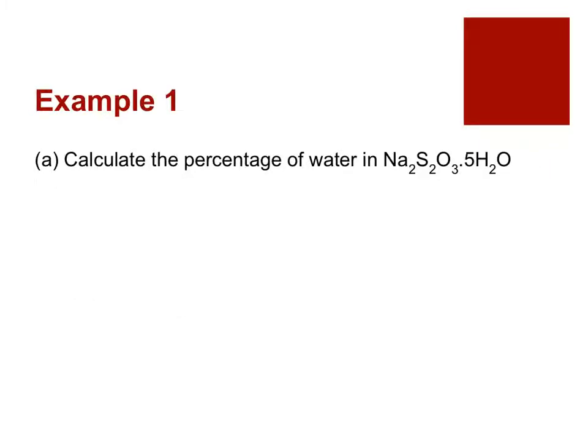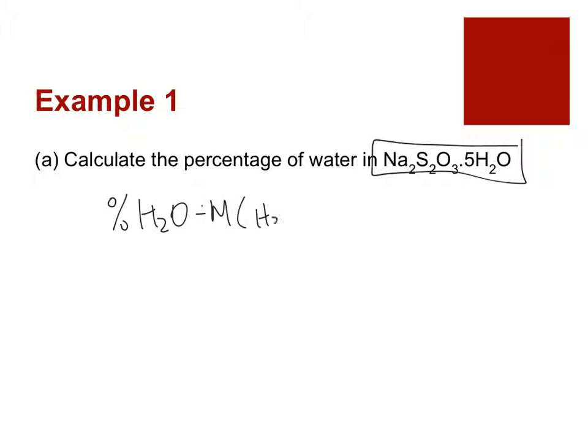There are several calculations we can do with hydrates. The first example we're going to look at is calculating the percentage of water in a hydrate. So we're going to look at this one given here. Now to find the percentage of water, what you want to do is find the total molar mass of the water in your hydrate and divide it by the total molar mass of your whole compound and multiply that by 100 to get a percentage.